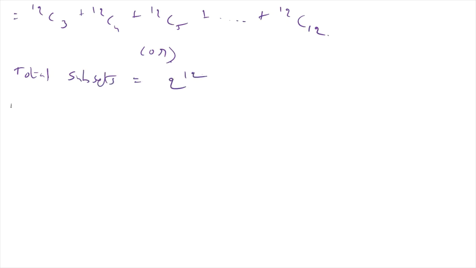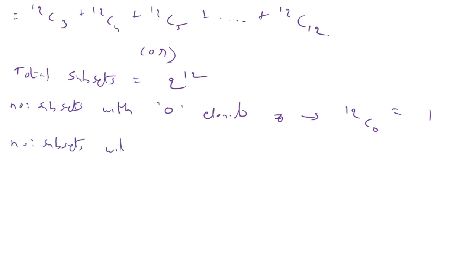Number of subsets with 0 elements is 12 choose 0, which is equal to 1. Okay, no need to expand that one. And number of subsets with 1 element is 12 choose 1. And similarly, number of subsets with 2 elements is going to be 12 choose 2.